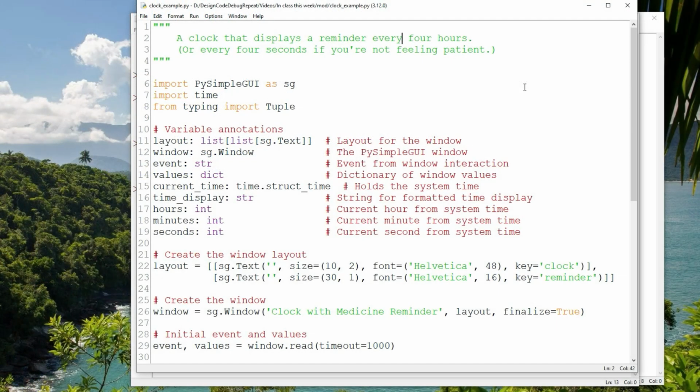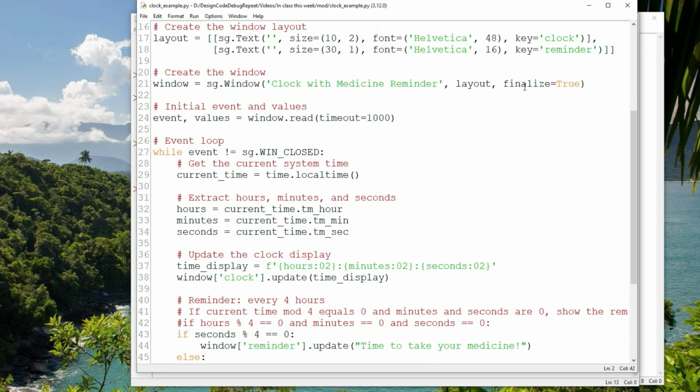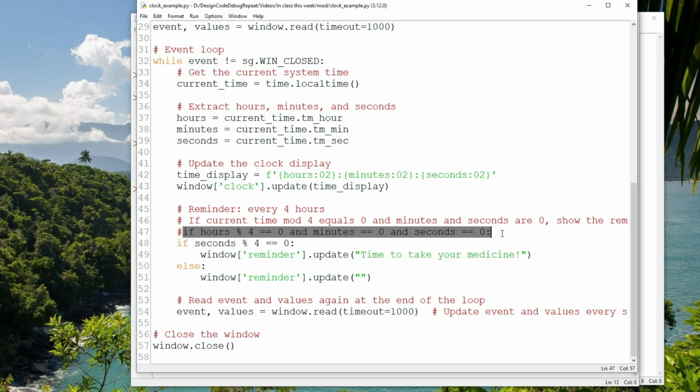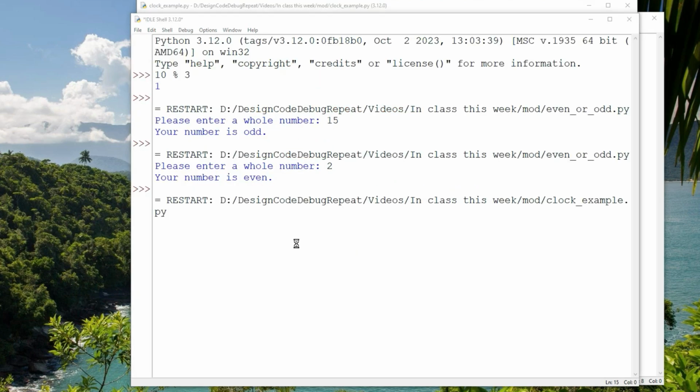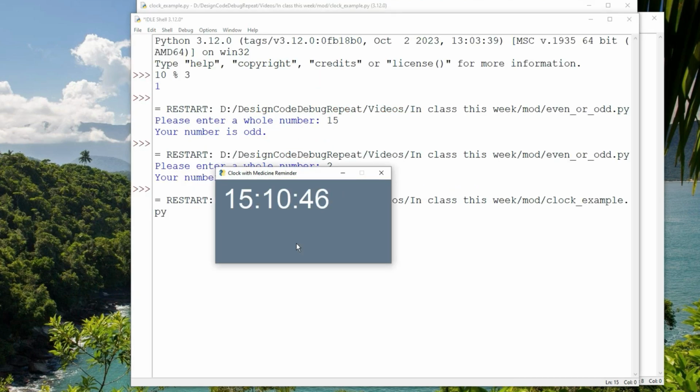I have a PySimpleGUI program that displays a clock and will additionally display time to take your medicine if the hour is divisible by 4 and it's 0 minutes, 0 seconds past the hour. I've commented out that test, though, and put in a test of if seconds mod 4 is 0, so that you can see the message display every 4 seconds, since I don't think we want to sit here for hours to watch the program execute. I'll run that.